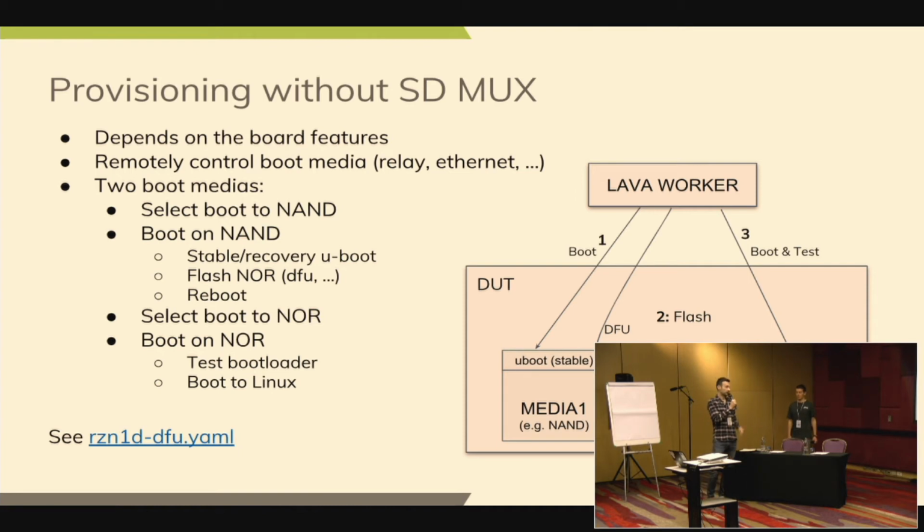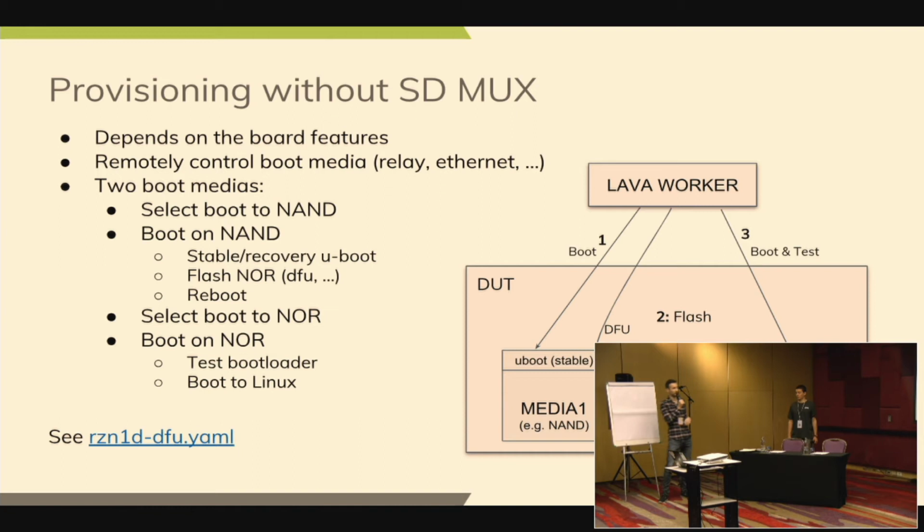So here is a simple example. You flash your non-working bootloader to the first media. This is a bootloader you will never reflash again. This is a stable one, which will just allow you to flash the second media. So the first time you boot from the first media, you flash the second media via the non-working bootloader. And on the second media, you will flash the bootloader you want to test.